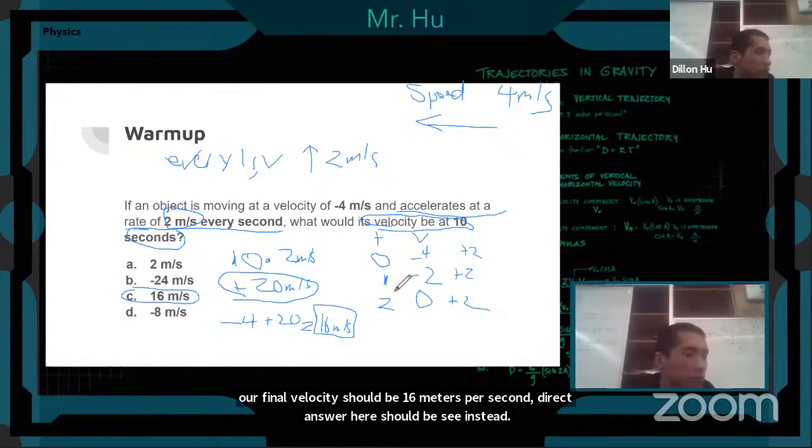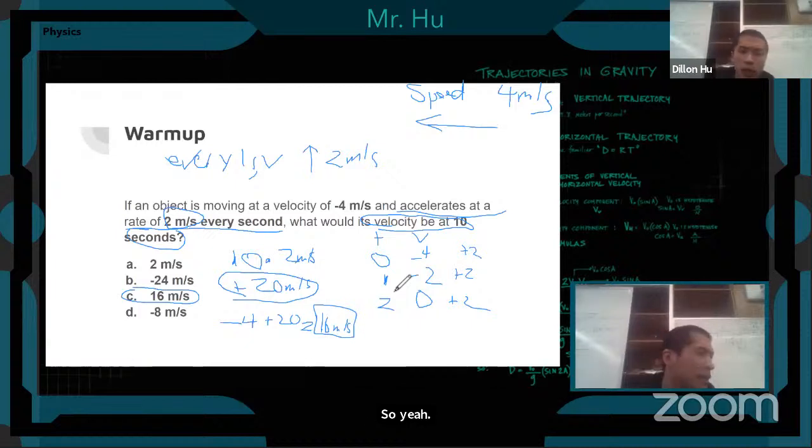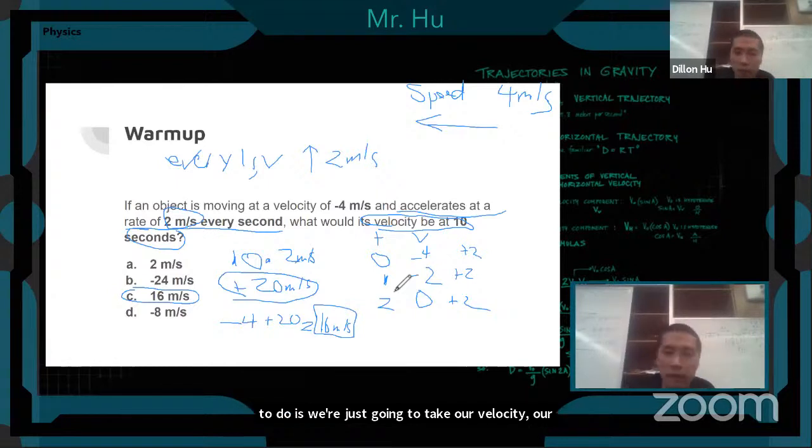So the key here, I think, the most challenging part of this, is reading the wording of the question and trying to figure out what it means. When it says it's accelerating at a rate of 2 meters per second every second, that means every second, the velocity is changing by +2 meters per second. So what would its velocity be at 10 seconds? We're just going to take our initial velocity and then add the change to get our final velocity.